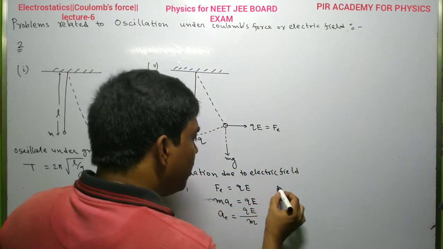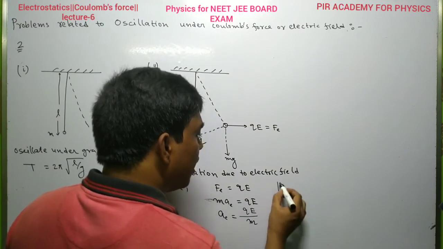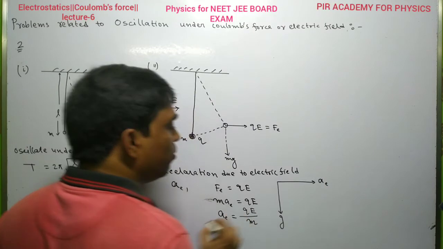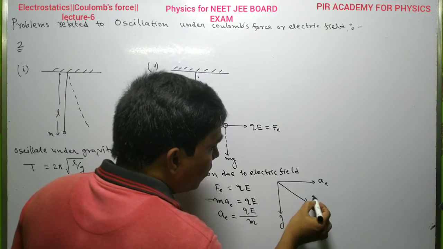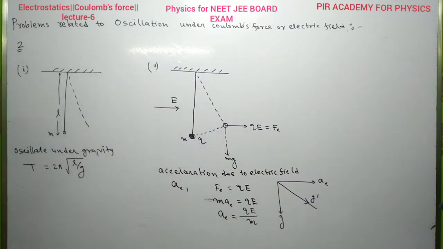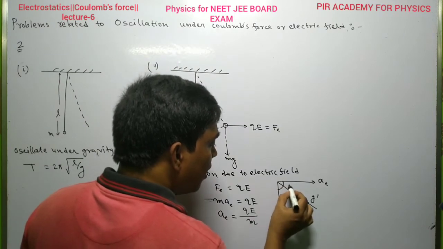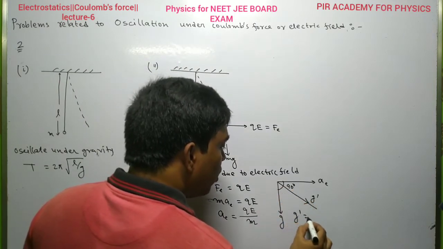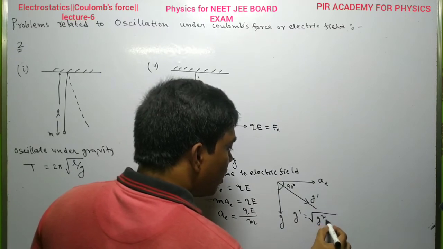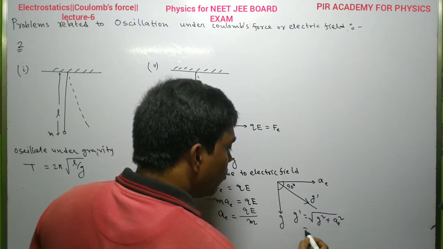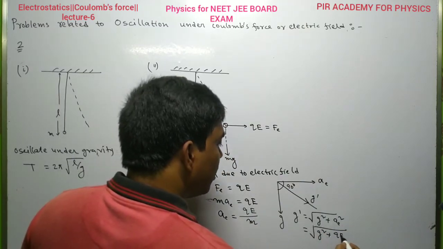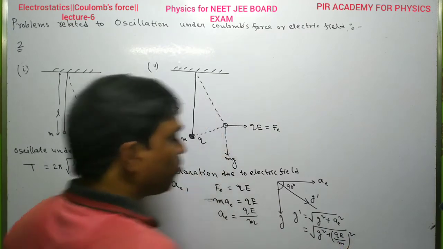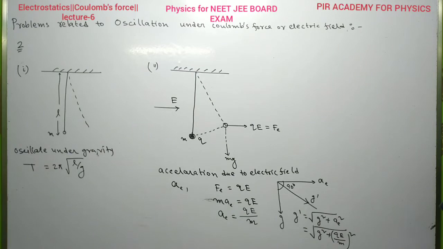So in this case, here you see that this is the acceleration g and this is the acceleration due to the electric field. So the resultant acceleration will be along this direction. Suppose this is g dash. So what will be the g dash? This is angle 90 degree. So g dash will be root over g square plus a square. So here is g square and here is qE divided by m whole square. This is the total acceleration for this condition.